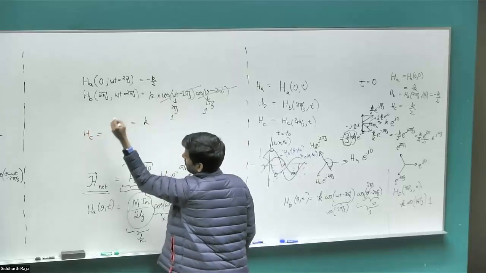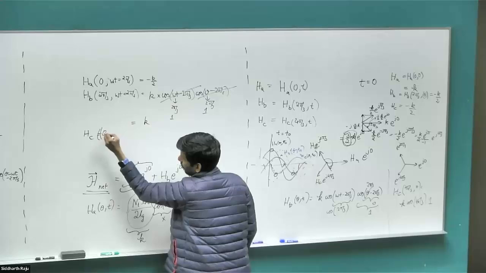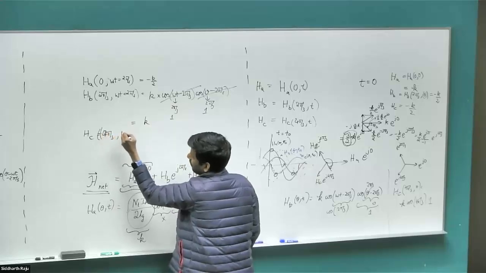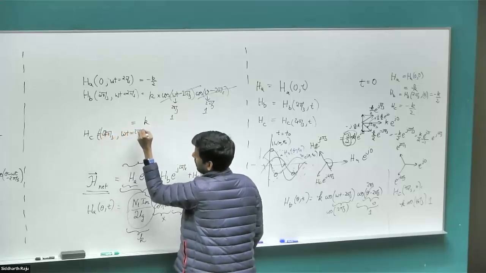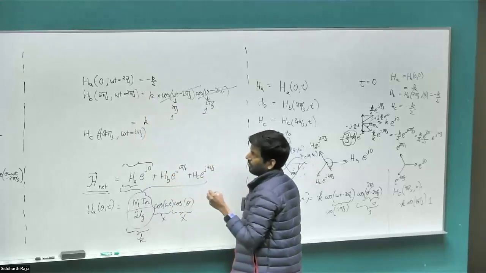For HC, do the substitution again. HC of 4 pi by 3, omega t being equal to 2 pi by 3 again. That's the time instant. I'm sampling all the 3 H fields.